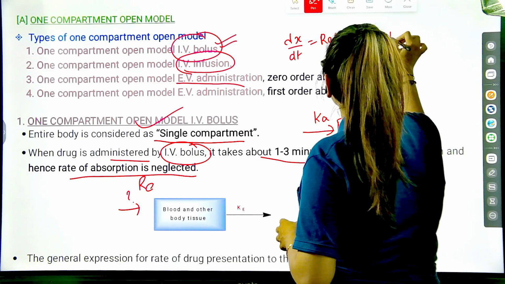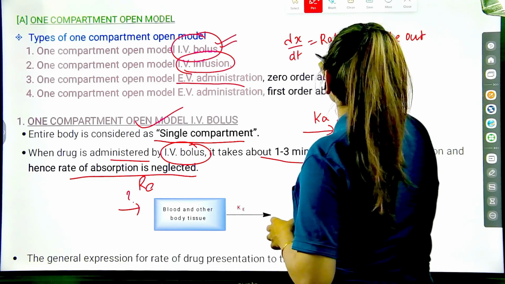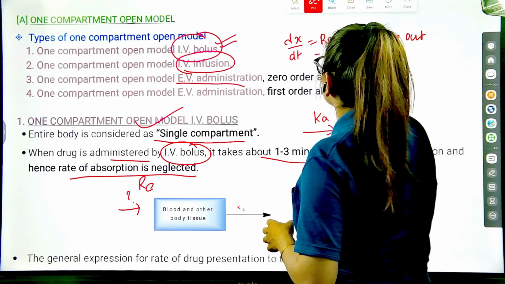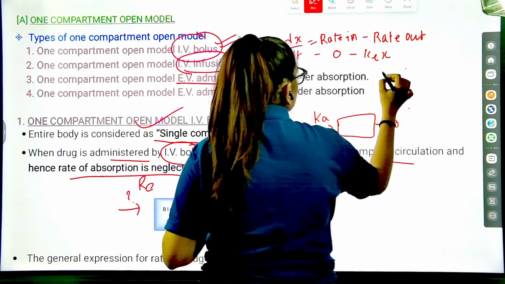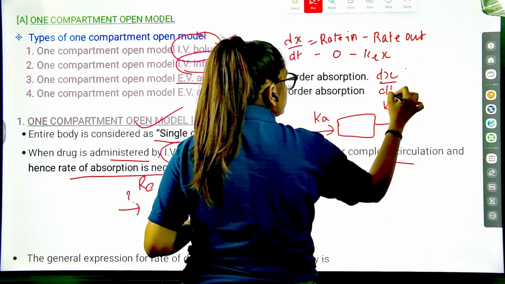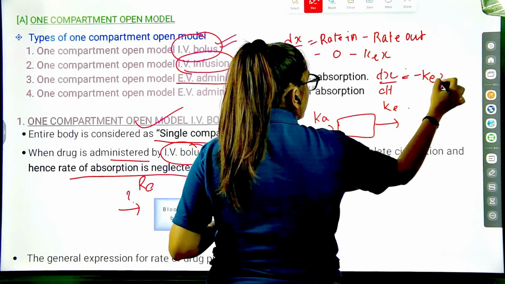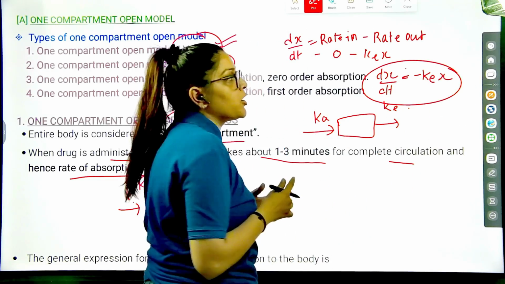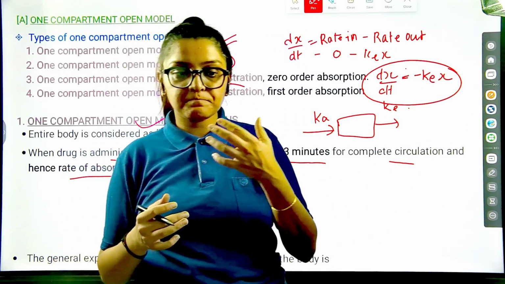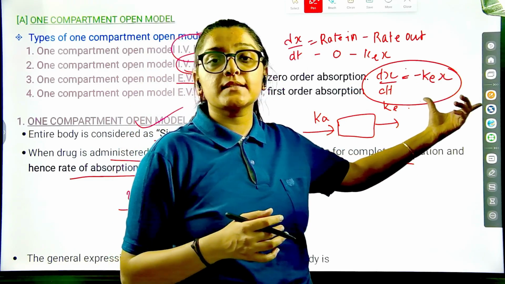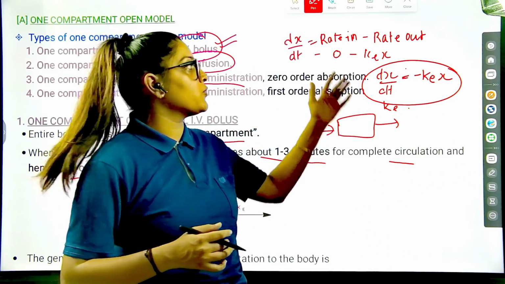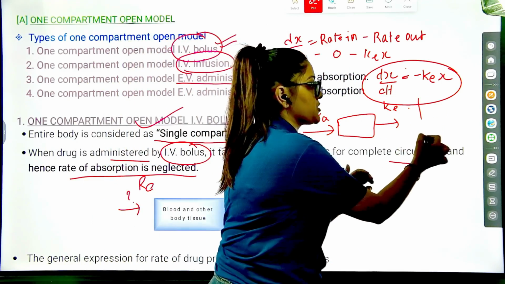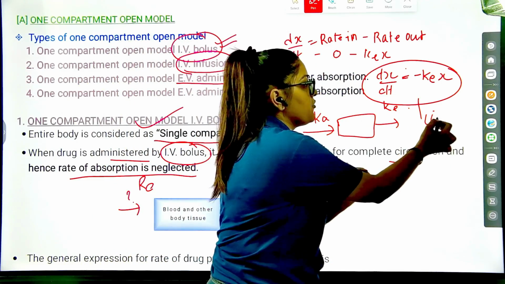So the rate must be rate in minus rate out. Here, it would be Ka into X, but now the rate of input is 0. So only the rate of elimination is considered. So we have dX/dt is equal to minus KeX. The important thing here is the basic equations, which are confusing to some students, so please note them down one by one. This is the first equation that we got, right? This is our first equation.